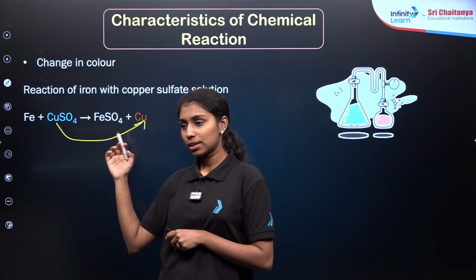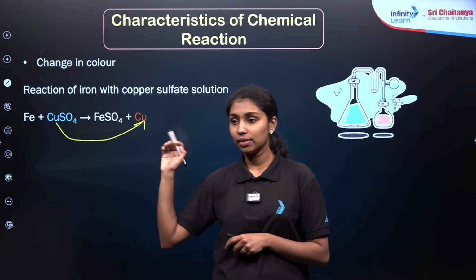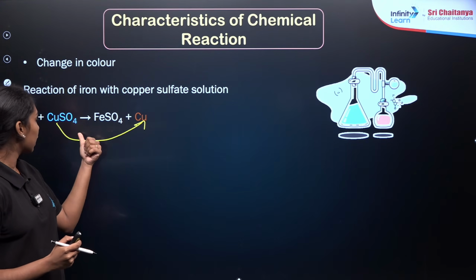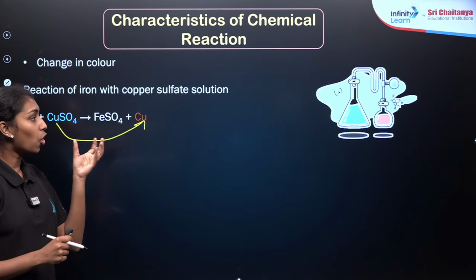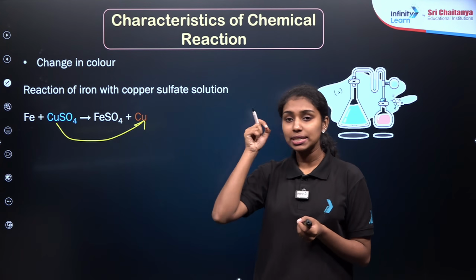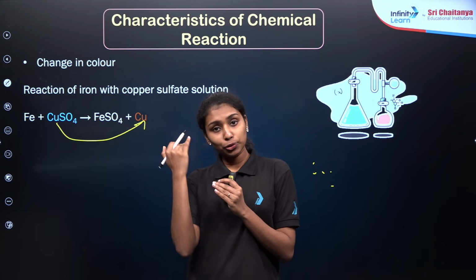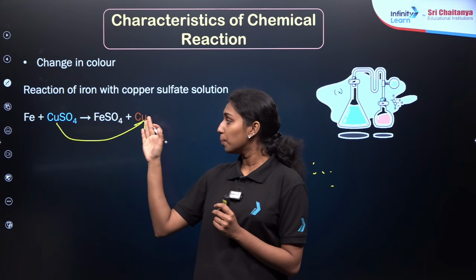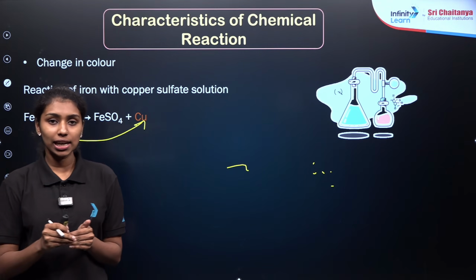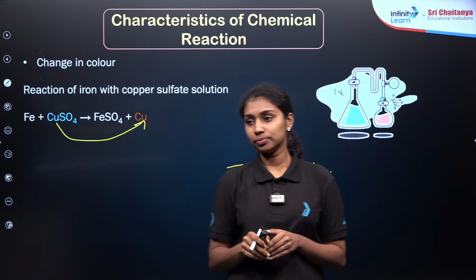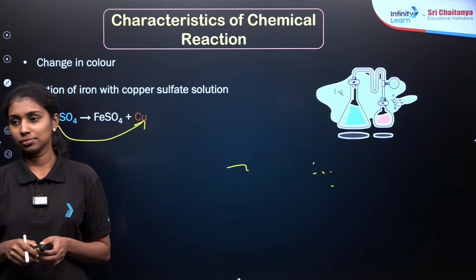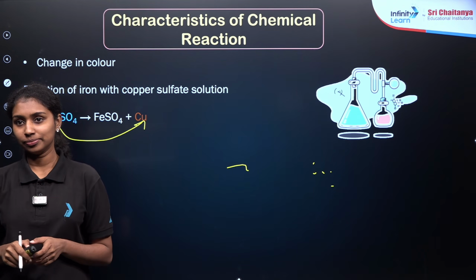Then again, in the case of ferrous sulfate also, the color changes, right? Green. So mainly we can see the color difference from copper sulfate to copper. If you take copper sulfate in a beaker, it will have a blue color. If you place an iron rod in it, after some time the color of the solution changes to reddish brown. Clear? So by the change in color, we can explain a chemical reaction. Okay, I hope you understand.